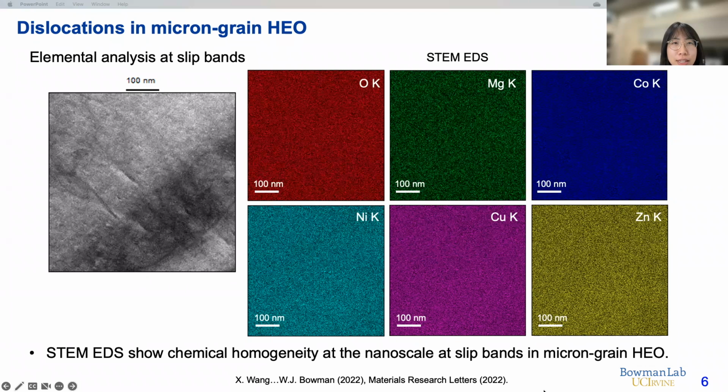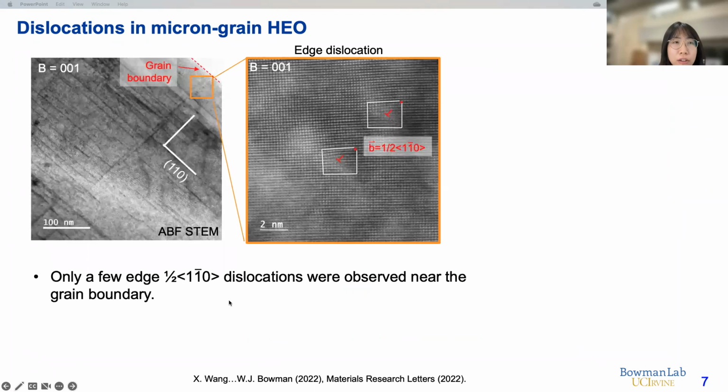So as you can see in these STEM EDS maps, these 5 different cations as well as oxygen appear uniformly distributed at this cross-section of 2 slip planes. Then we also use some high resolution STEM images in order to see the core structure of those dislocations.